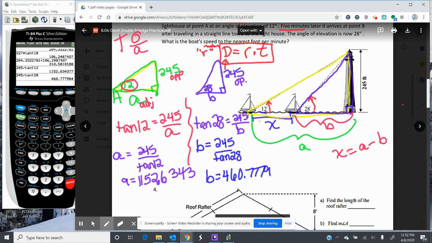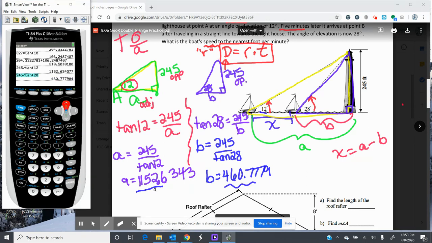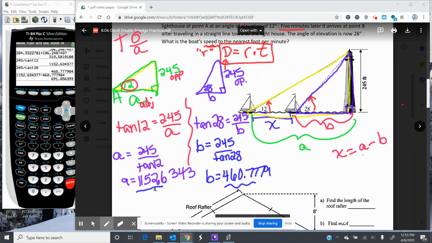To find our final answer, again, we know that the first ship to the tower was about 1,152 meters or feet out. I guess we're measuring here. From point B, we now are only 460 away. So the difference in those two answers, if I take the measure of A, the 1152, and subtract the measure B, we find that the boat had traveled, so A subtract B here is going to be 691.8563.